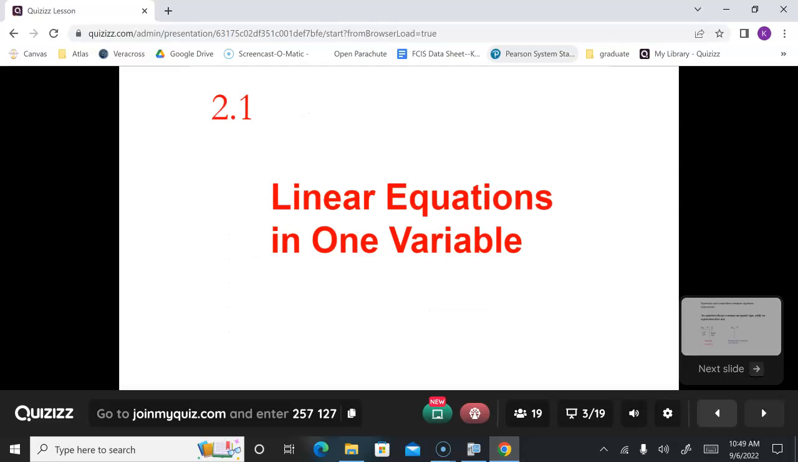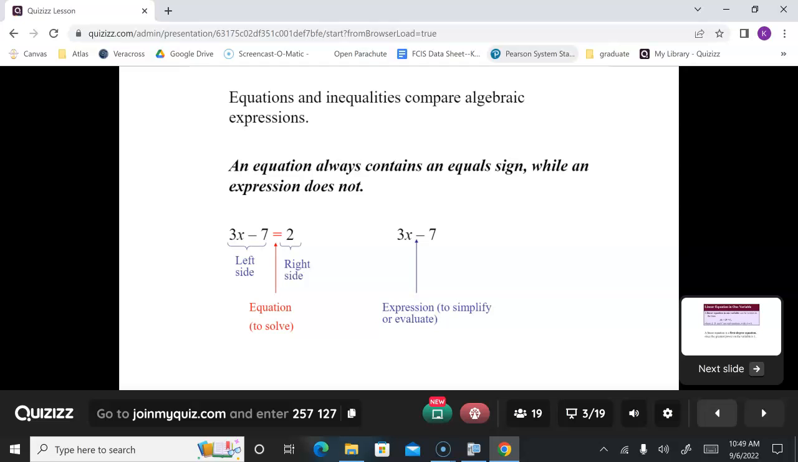So, linear equations in one variable. A lot of this should be some real strong Algebra 1, Algebra 2 vibes. Okay, so hopefully a lot of this will start to click pretty quickly.